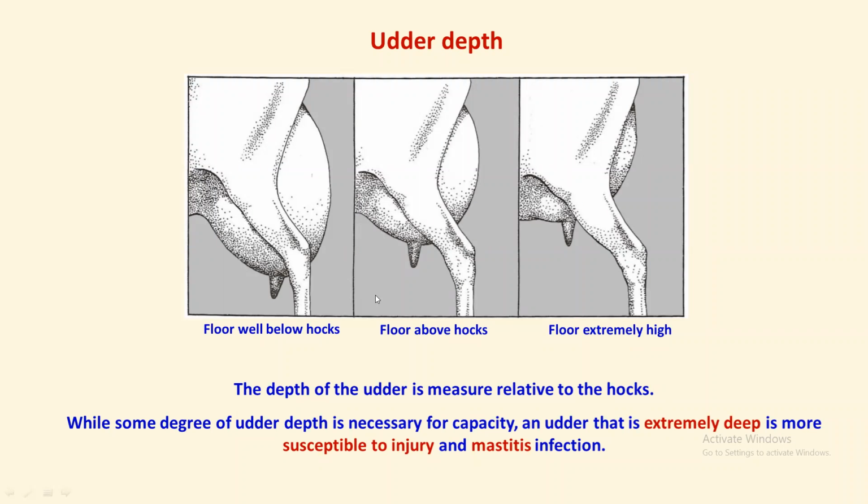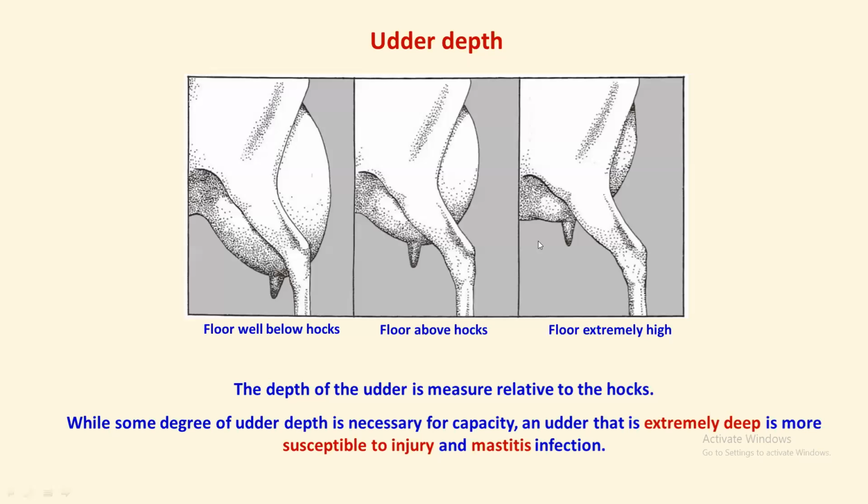The udder depth is actually measured relative to the hocks. Relative to the hocks means the udder floor, the base of the teats. You have to see the base of the teats. That is the last part of the udder considered. That part should always be above the hock joint. The udder floor should not be at the level of the hock joint, and it should be below the stifle joint, at the level of the thigh always.